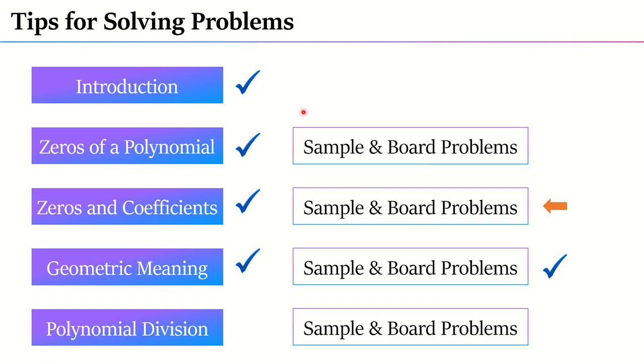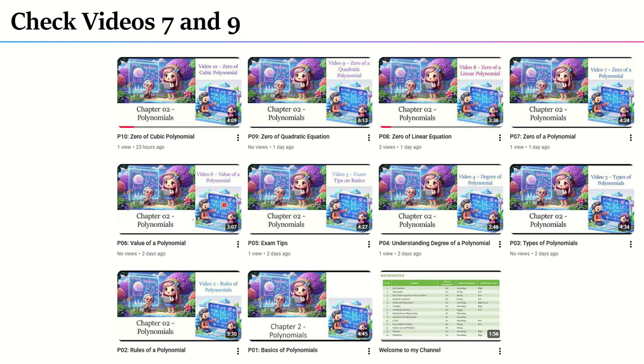Just for record, we have completed the theory part wherever there's a tick mark. We have completed the board problems wherever there's a tick mark. Right now, we are dealing with the board or sample problems related to zeros and coefficients of quadratic equations. If you landed on this video directly, and if you have not earlier seen part 7 and part 9, kindly review these 2 videos for better understanding of this video.